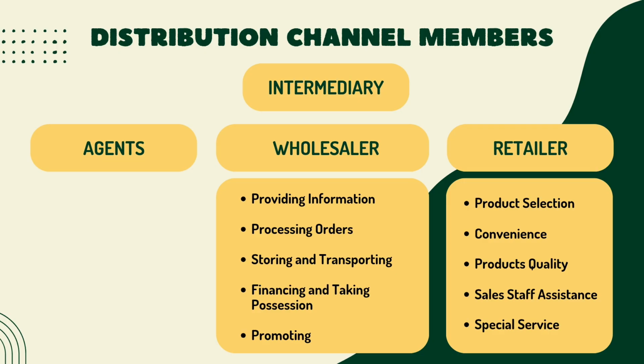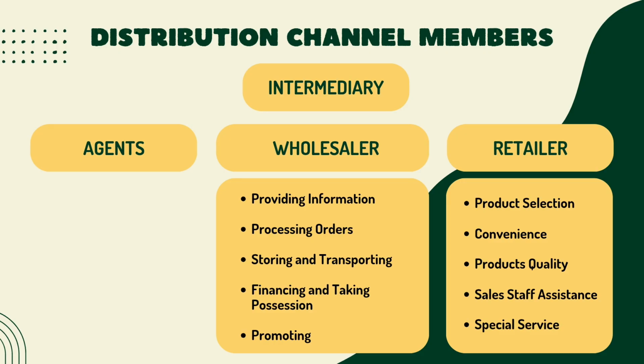There are 5 functions of a wholesaler. First, we have providing information. It is communicating between manufacturers and retailers. They tell manufacturers what's selling well in stores and tell retailers about new products. Second is processing orders. They provide the needed products for retailers to sell. They take orders from retailers and make sure they get the product they need.